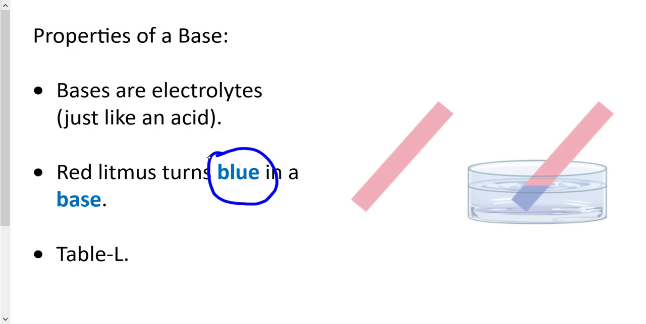And you need to know that most common bases are listed in reference table L. So if you have to answer a question regarding electrolytes during a Regents exam, it is wise for you to look at reference table K and L because you should know that acid and bases are both electrolytes.